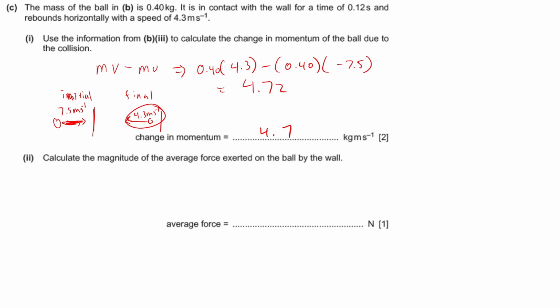Calculate the magnitude of the average force exerted on the ball by the wall. So force is equal to the change in momentum over the change in time. This is a formula that is pretty commonly used, so make sure you are familiar with this. So F in this case is going to be the change in momentum, 4.7, over the change in time, which is 0.12. Which is going to be 39.1667, but it's only 2 sig figs, so it's going to be 39 newtons.